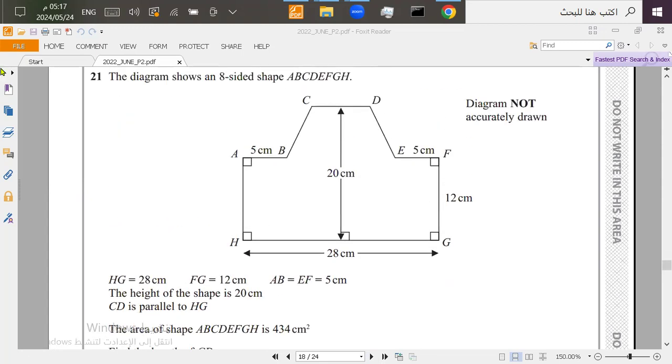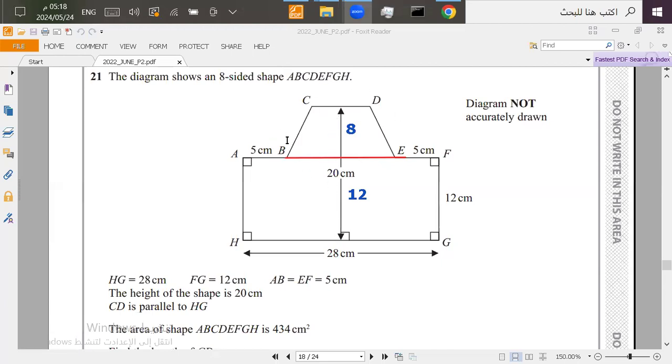Now, when we look at the shape, we will understand that this shape is considered as two shapes together, a rectangle and what? And a trapezium. Very good. A rectangle and trapezium. So now, when I subtract 12 from 20, it means this one is 12 and this one is 8. Good. This one is 8. Now, because this one is 12, it means this one is 8.